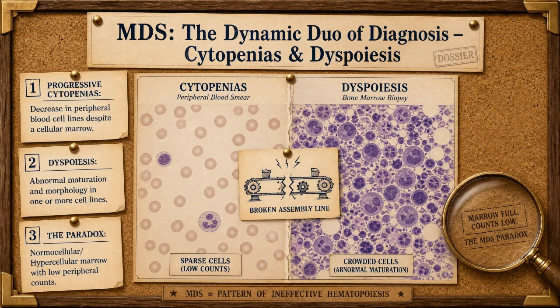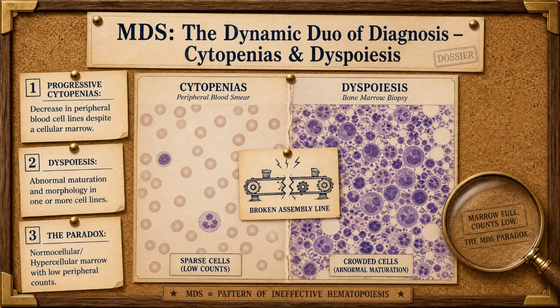Second, and this is where your microscopic skills are truly indispensable, we have dyspoiesis. This refers to abnormal maturation and morphology in one or more cell lines, visible in both the peripheral blood and/or the bone marrow. These are the cells that just don't look right. They might be too big, too small, have abnormal nuclear shapes, unusual granulation, or other features that deviate from normal, healthy cells. It's the visual evidence of that quality control conundrum we talked about earlier.